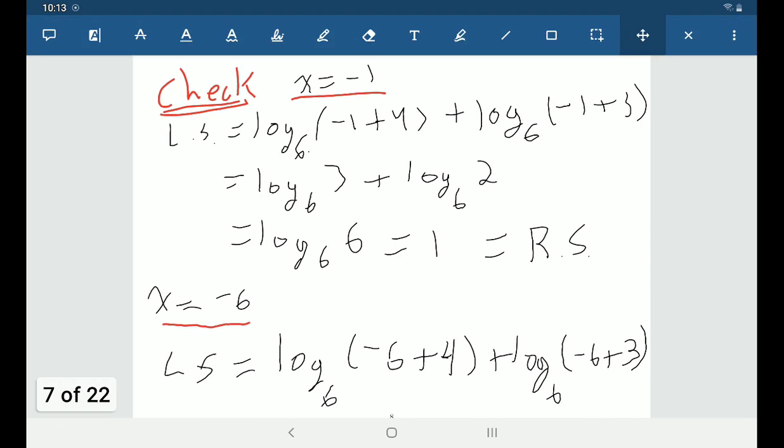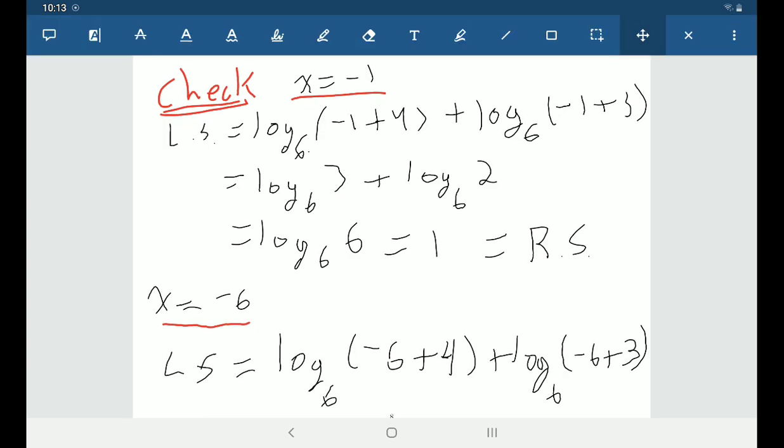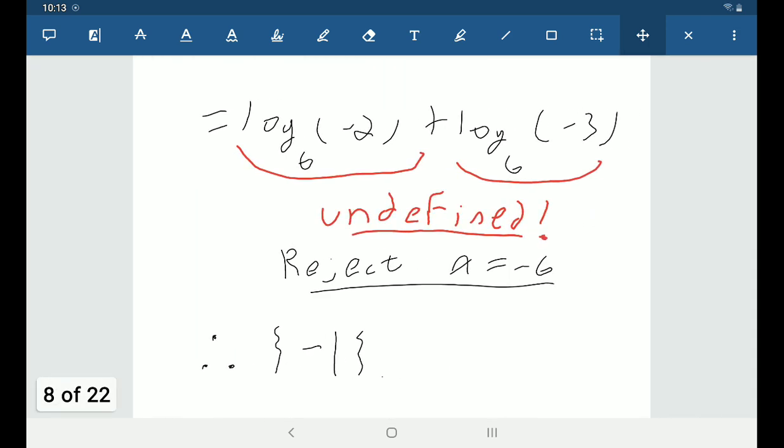So when I check x equals -1, everything works out just fine. I put in -1, I get log base 6 of 3 and log base 6 of 2. I use that log property that says 2 logs being added, you just multiply the inside. So that's where the log base 6 of 6 comes from. And of course, log base 6 of 6, one of the properties of logs, log base a of a is always equal to 1. In this case, the reason is 6 to the power of 1 is 6. Therefore, log base 6 of 6 must be 1. So left side and right side are equal to each other because the right side was 1, and there we go. Life is good.